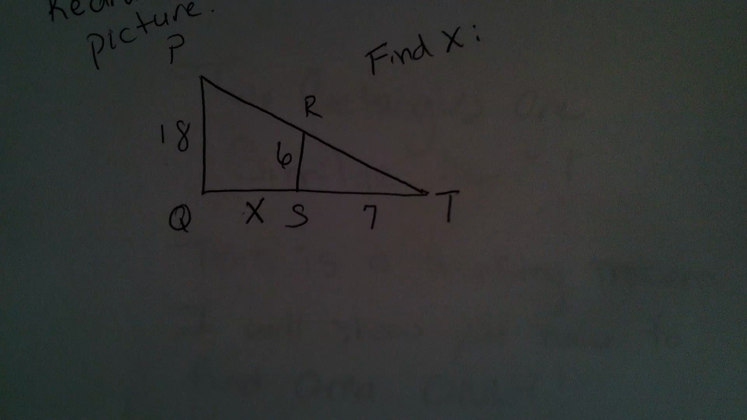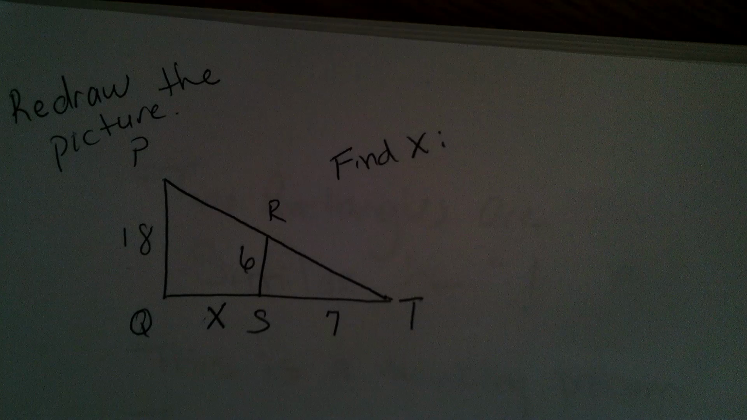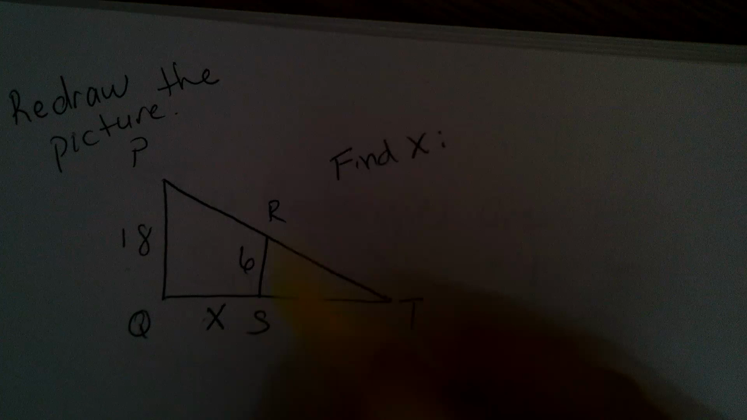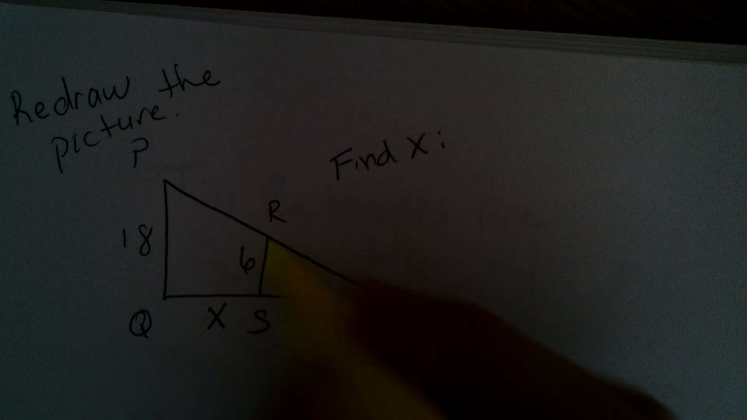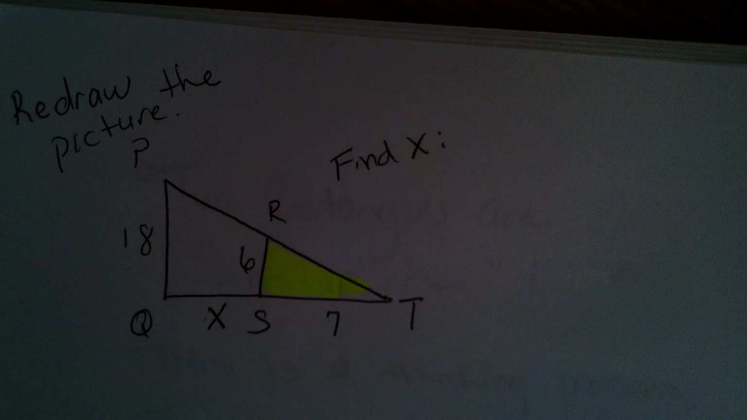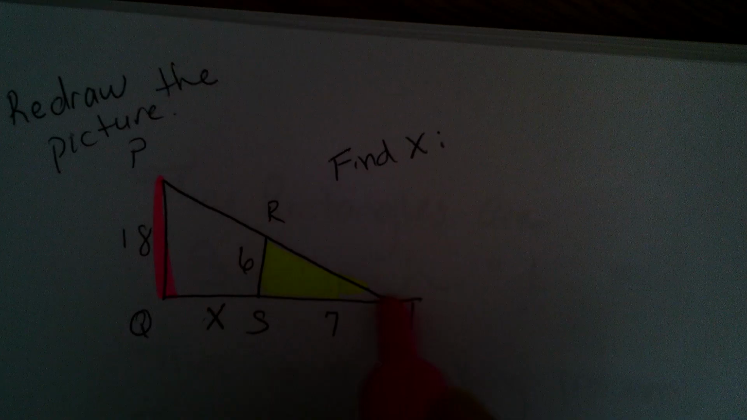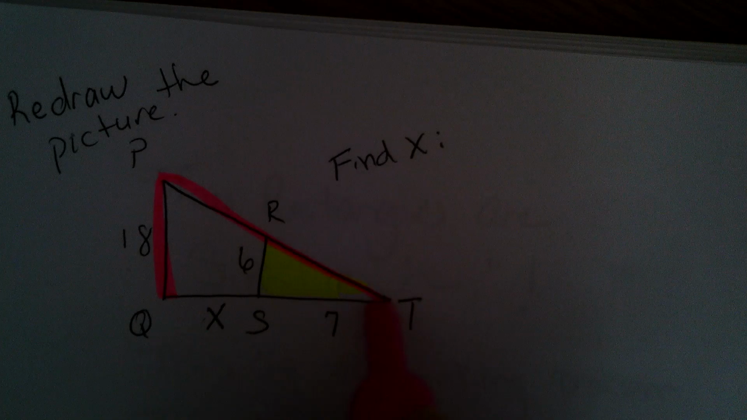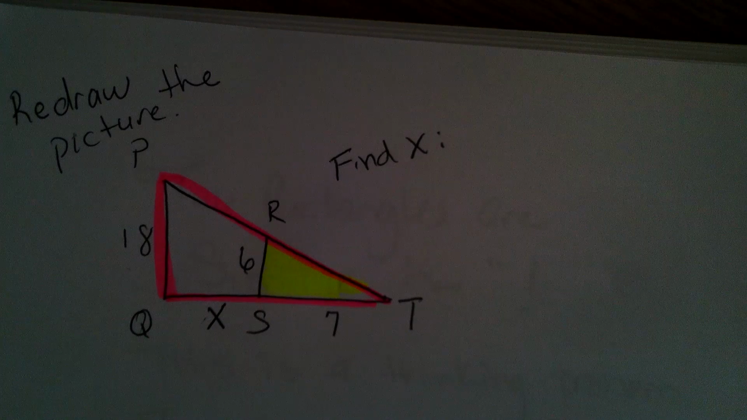Okay, so when you're given problems like this, you have two problems in one, or you have two triangles in one. So hopefully you can see you have this inner triangle here. Okay, so there's one. And then you have the outer triangle. So these will be referred to as the small triangle, which is the yellow, and the large triangle, which is the pink. What you want to do is redraw them.